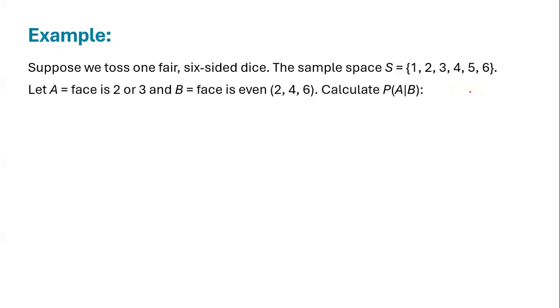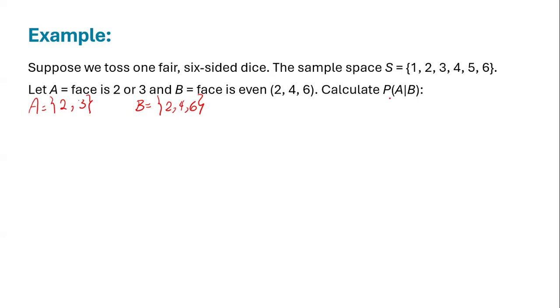Okay, let's look at an example. It says, suppose we toss one fair six-sided die. When you roll a die, the sample space is all the numbers from 1 to 6. Event A is facing 2 or 3. Event B is facing an even number, like 2, 4, and 6. So event A is just 2 or 3. Event B is getting an even number, which is 2, 4, and 6. And all of these events are subsets of the sample space.